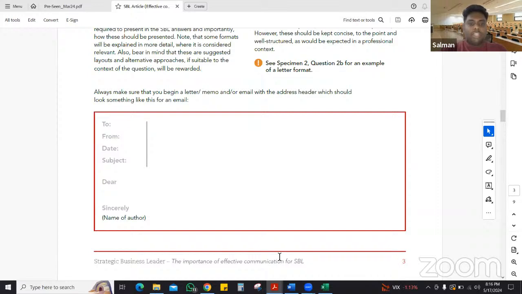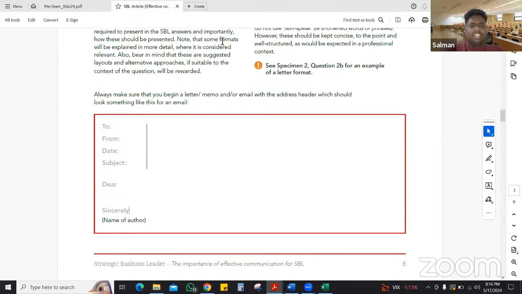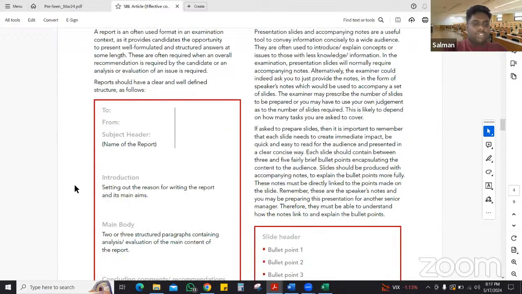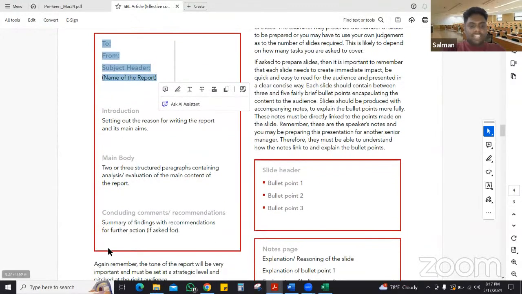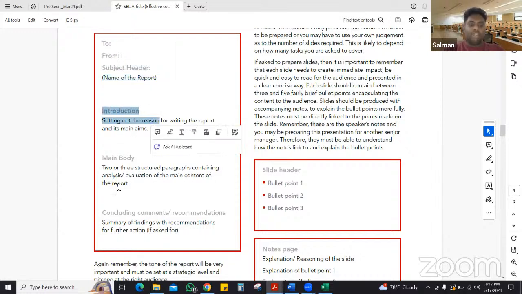And when it comes to formats, to, date, from, subject. This is the format used for emails, letters, memos, and even reports. In a report we don't write "dear", but the rest is the same. See, report: to, from, subject. You can also write the date, but sometimes the date is written at the bottom. Same format. In a report, it's more formal, so you have an introductory para, main body, and a concluding para. That's it.